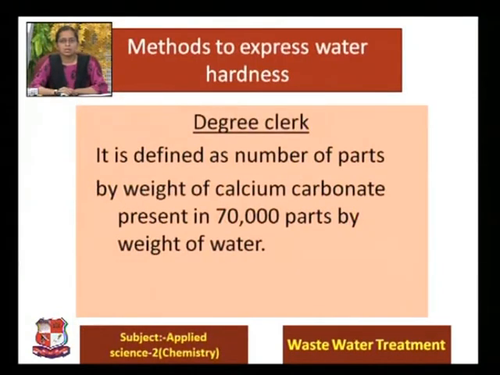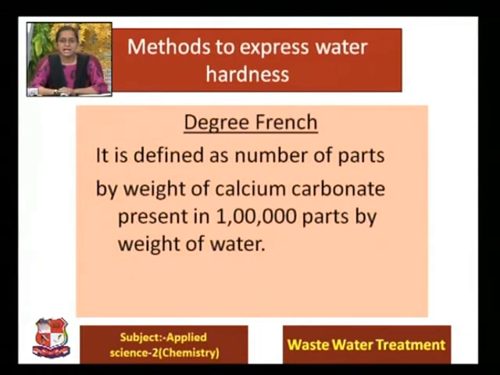Let us try to understand the methods to express water hardness. Basically, there are three methods: degree Clark, degree French, and parts per million. These three are the widely used methods to express water hardness. Now, what is degree Clark? It is defined as the number of parts by weight of calcium carbonate present in 70,000 parts by weight of water. Then we have degree French, defined as the number of parts by weight of calcium carbonate present in 1 lakh parts by weight of water. This is your degree French.